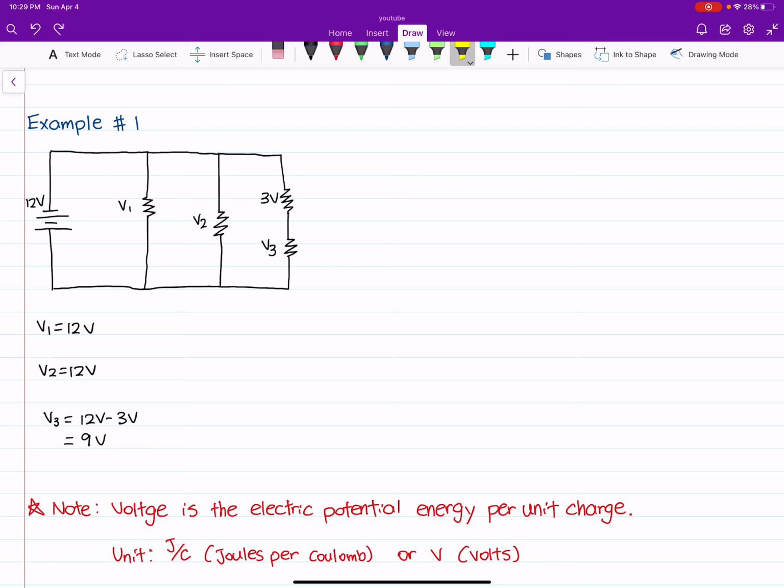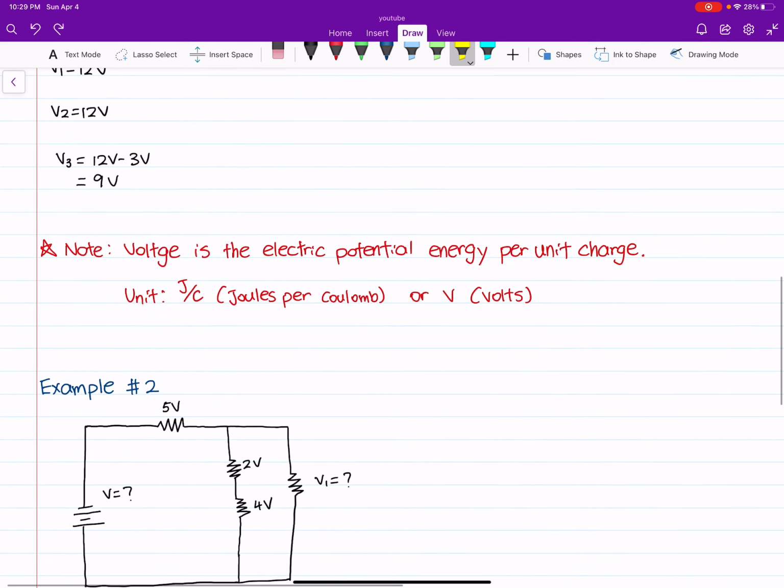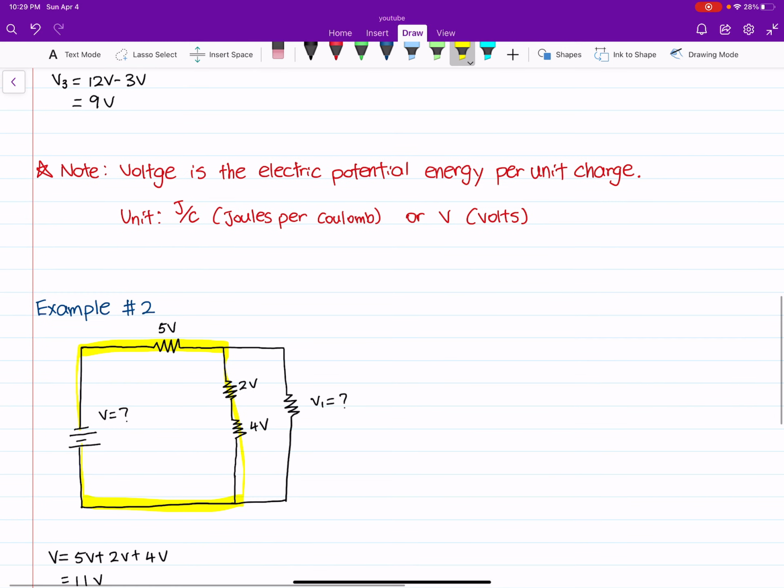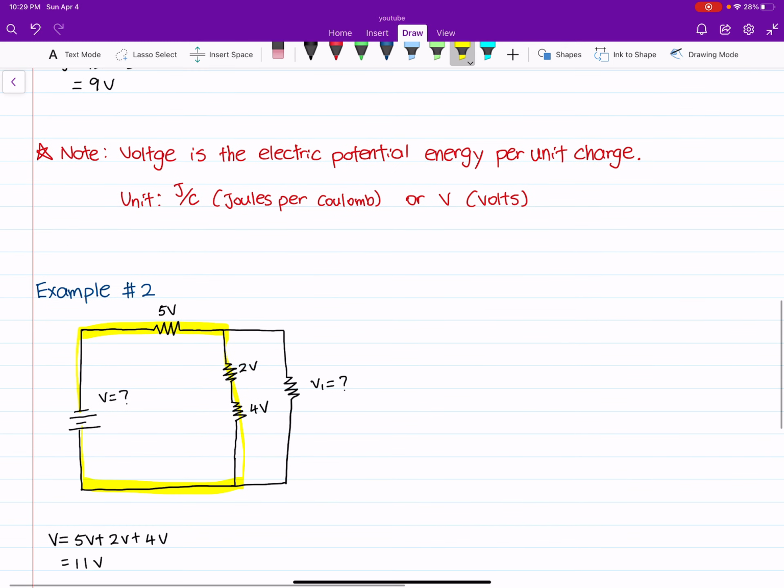So now moving on to example number 2. In this question, we know the voltage drop across the various resistors, but we're trying to find the voltage gain in the battery. For this question, we can consider this loop. Since we know all the voltage drops, we can add them up to calculate the voltage gain. Because again, voltage in is equal to voltage out. So V is equal to 5V plus 2V plus 4V, which is equal to 11V.